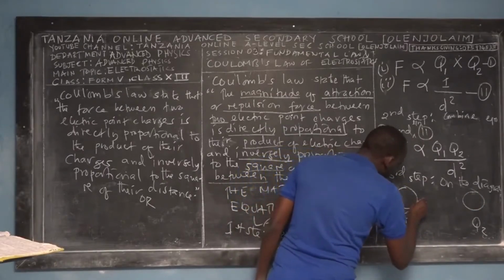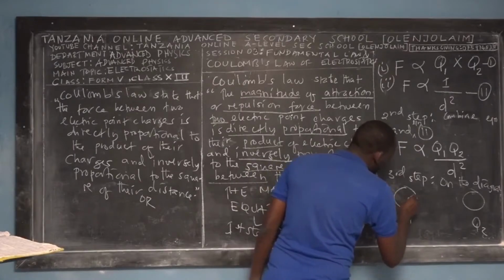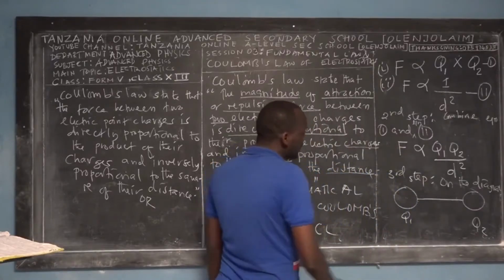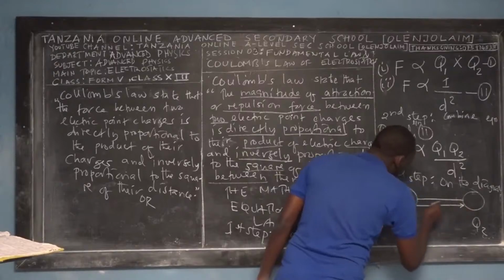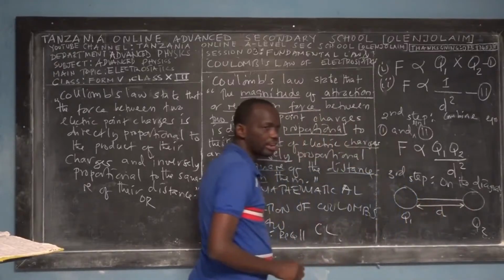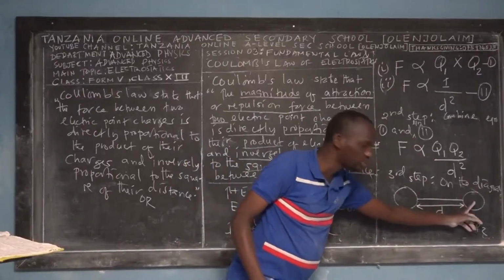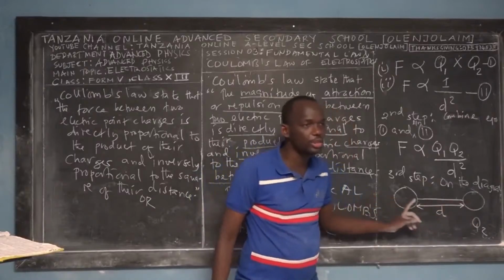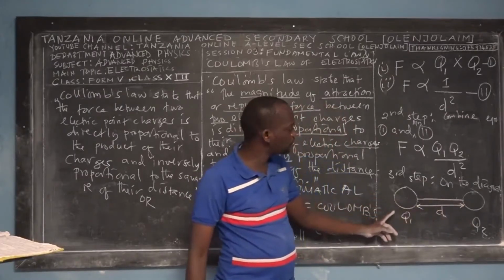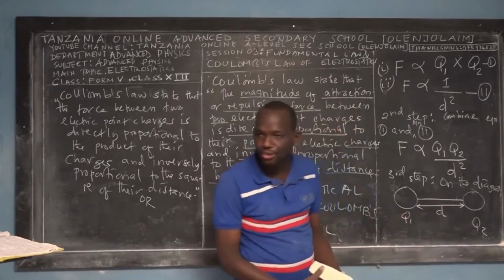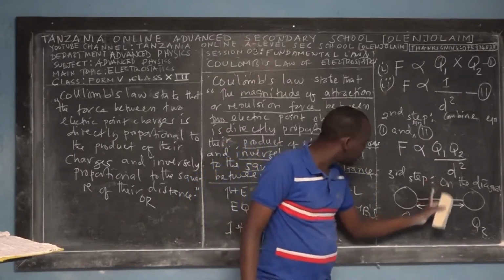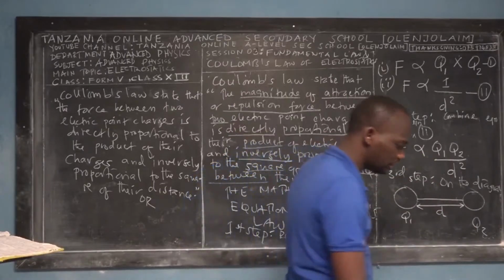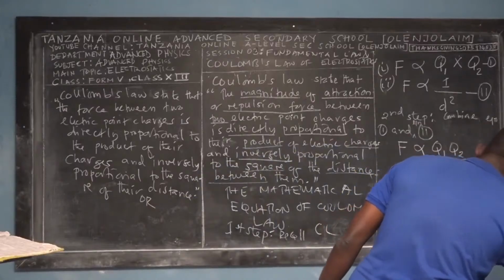Then we have a distance, which is actually called the mean distance, just like in gravitation. But for the purpose of learning, this is the distance between them, and it is measured as D, right? The force between Q1 and Q2 might be attraction or repulsion. If these are like charges, it's a repulsion force. The repulsion force is directly proportional to the product of Q1 and Q2 in magnitude, and inversely proportional to the square of the distance between the two charges, right?